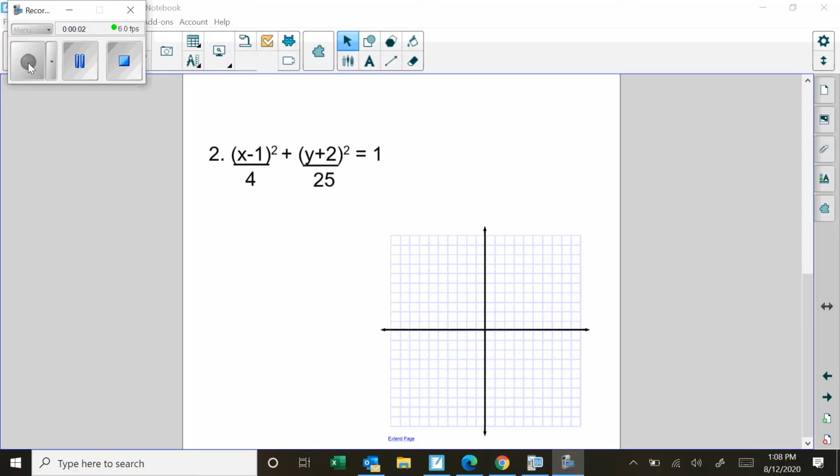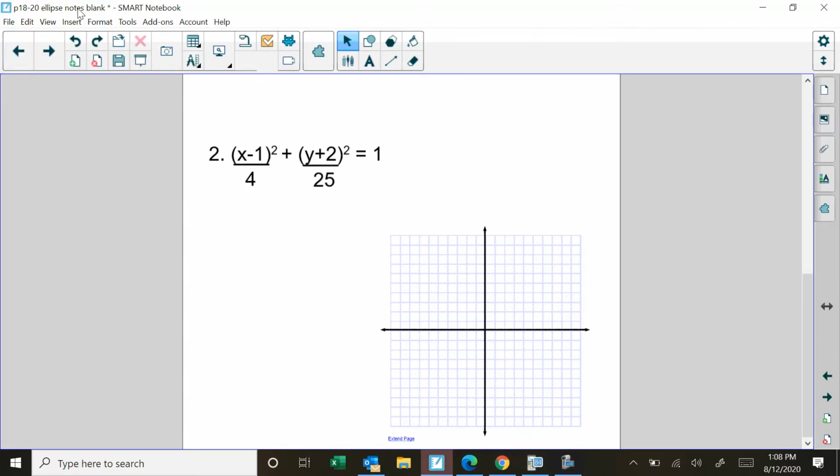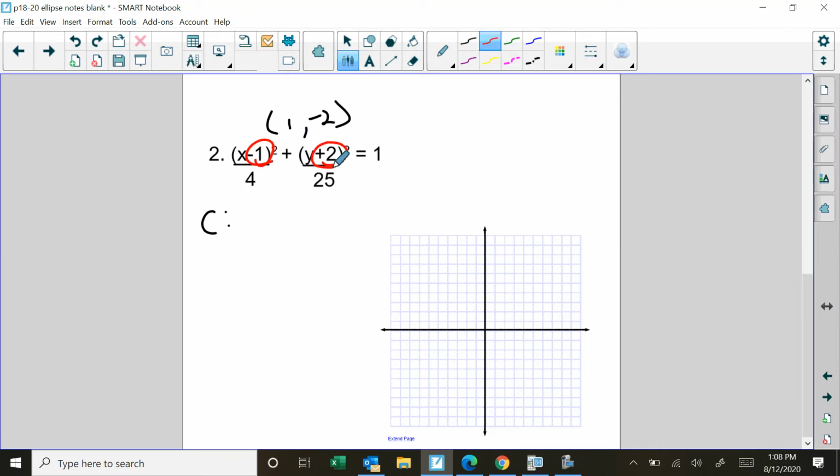All right, guys, so I'm going to show you another one real quick. I'm doing this a little bit different, using a different way to record it, or a different way to write it. All right, so this has a center at 1, -2. Okay, and those come from here and here. So we have 1, -2, so 1, -2 is right there. So that's going to be the center of the ellipse.